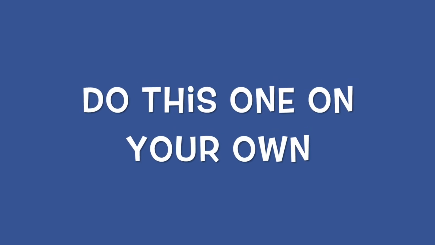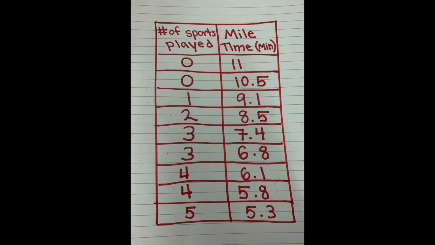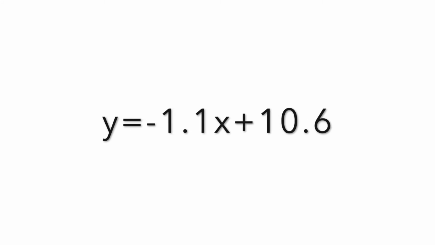Do this last example on your own. Say you wanted to observe the relationship between the number of sports played and a mile time. This is the data set that you receive. Plug this data into your calculator, following the steps that we showed you before. The equation that you should get is negative 1.1x plus 10.6.